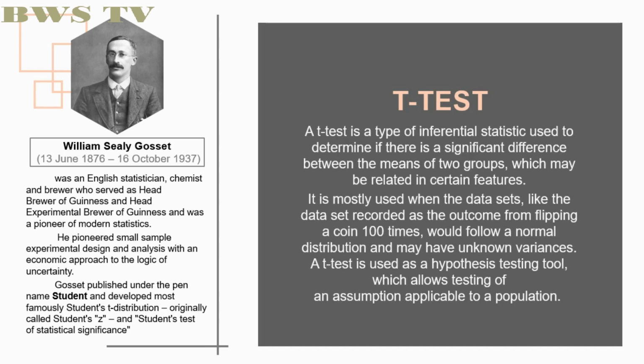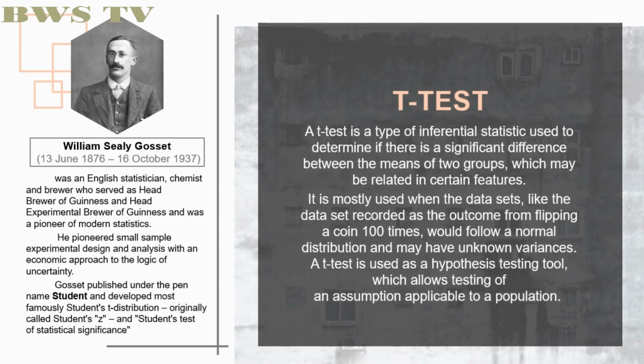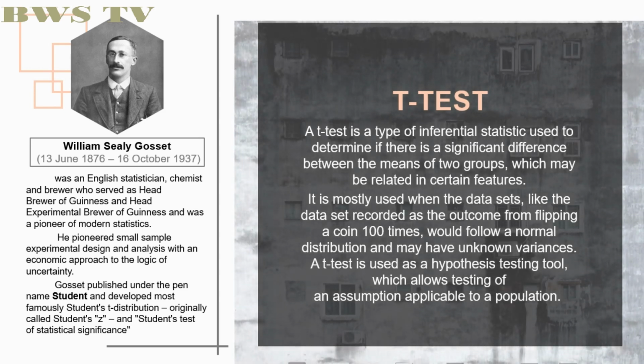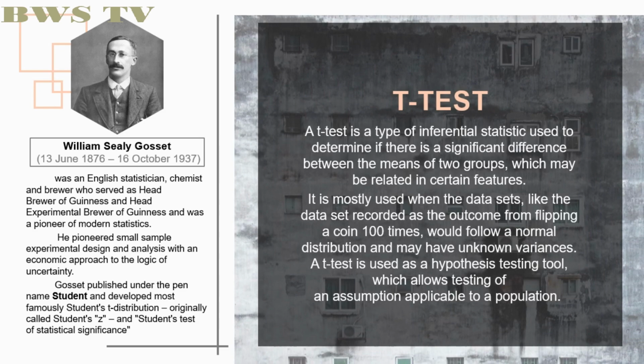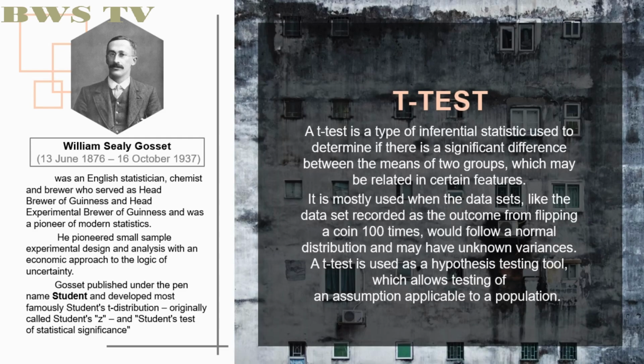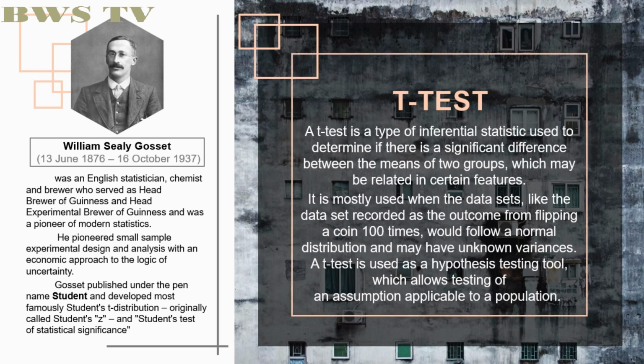T-test. A t-test is a type of inferential statistic used to determine if there is a significant difference between the means of two groups, which may be related in certain features. It is mostly used when the datasets, like the dataset recorded as the outcome from flipping a coin 100 times, would follow a normal distribution and may have unknown variances. A t-test is used as a hypothesis testing tool which allows testing of an assumption applicable to a population.